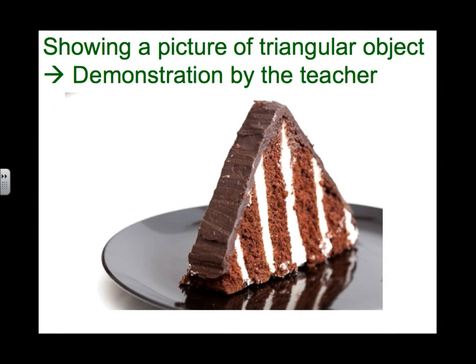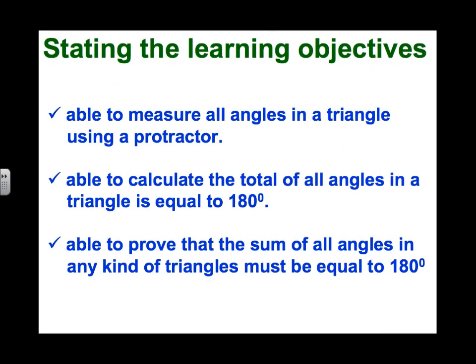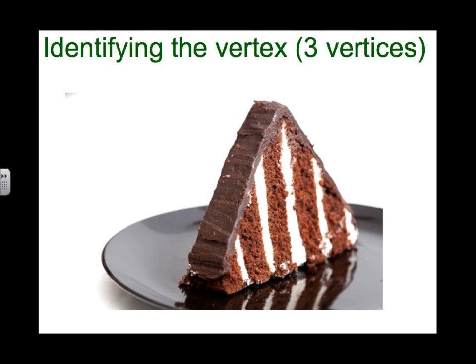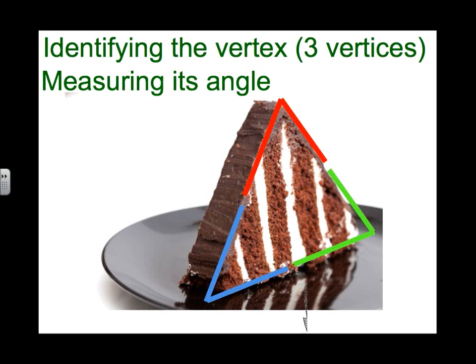This is the main stage of the lesson, that is, introducing content. The teacher will state the learning objectives on the whiteboard. The teacher will show a picture of a triangular object. This step will be demonstrated by the teacher. Next, the teacher asks students to identify the vertex of the triangle. Then measure the three angles by using a protractor.